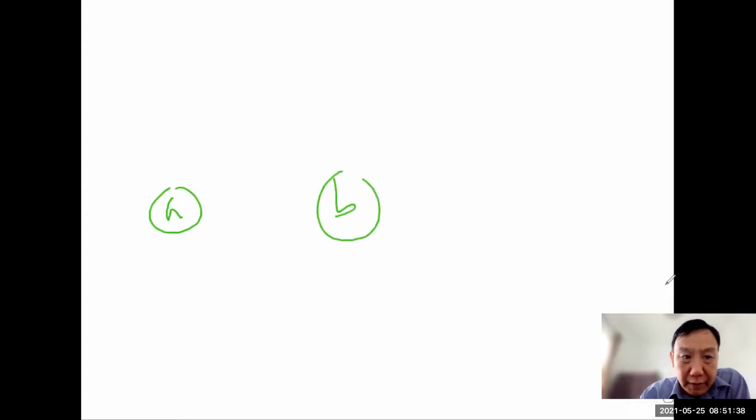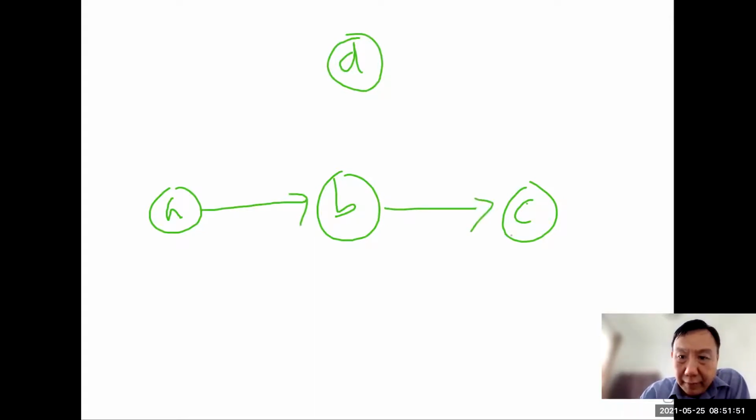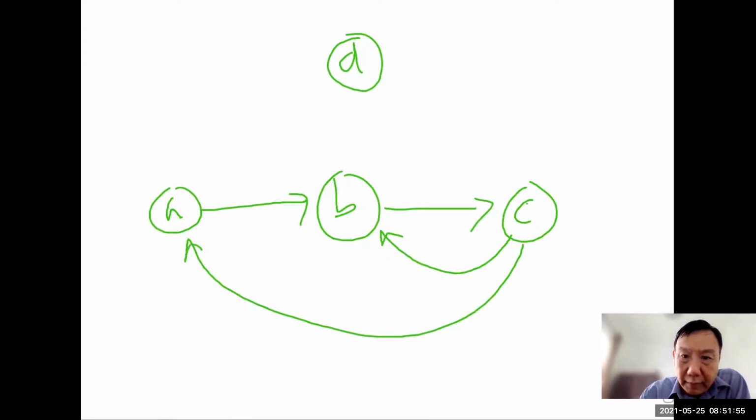So we have A, B, C, and D, correct? And this is the link that you have. Okay, tell me the trajectories.